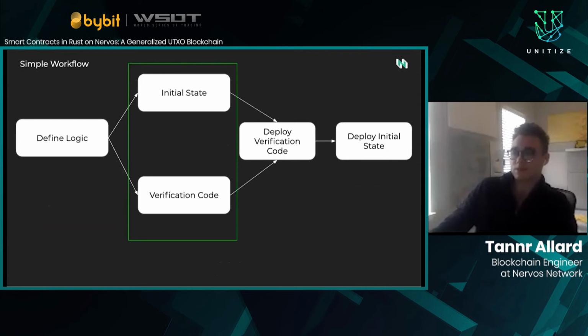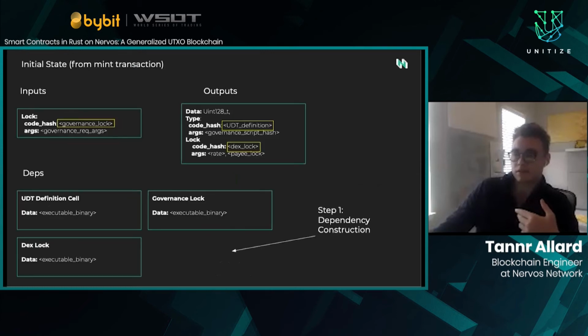And because of that, we understand what our initial state is going to be. It's going to be that particular issuance cell, which is just a token cell with the DEX lock, right? And in order to go from this to an actual on-chain system, well, first we need to either ensure that these dependency scripts already exist on-chain, or write them ourselves and then deploy them to chain. And after that, we'll deploy the initial state.